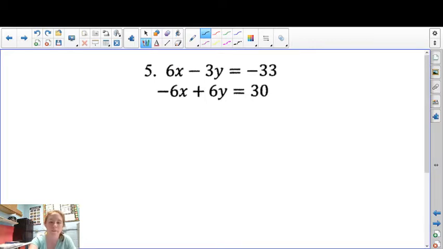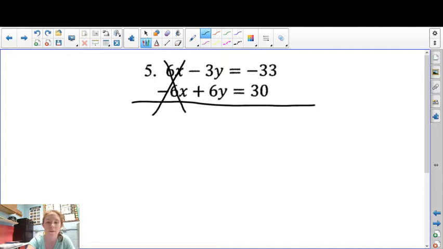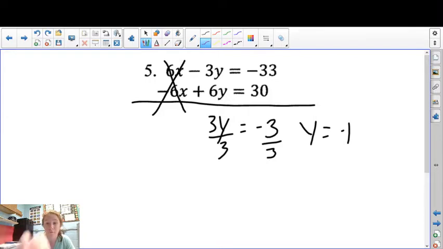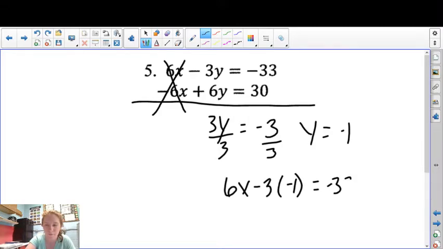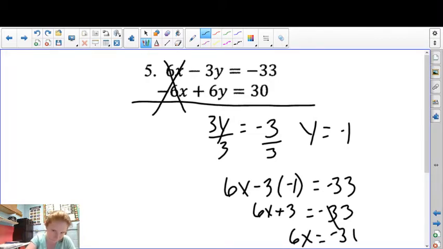Okay, a little bit more complex. We still have one number, one positive, one negative, so they're going to cross out. Negative 3 plus 6 gives me a positive 3. Negative 33 plus 30 is negative 3. Divided by 3. Y equals negative 1. Pick one to plug it back in. Oh, let's do the top. I get 6x plus 3 equals negative 33. Subtract 3 over, get negative 36. Divided by 6, x is equal to negative 6. So I get negative 6, negative 1.